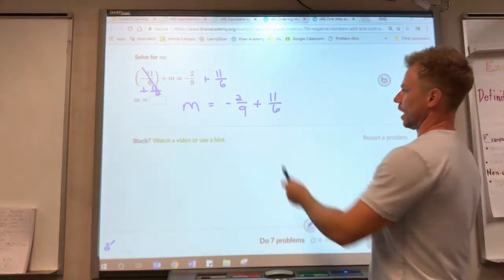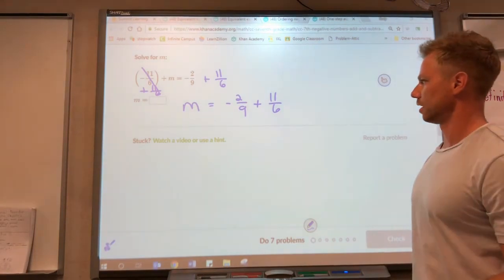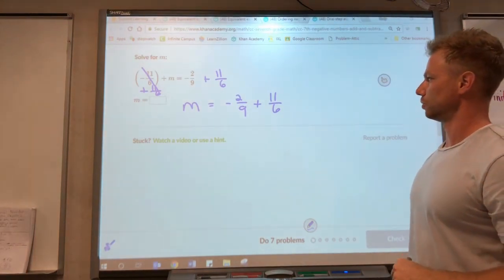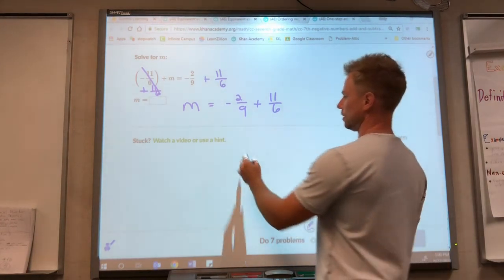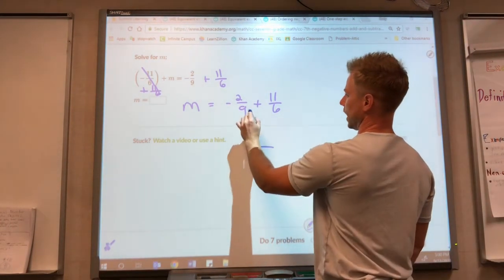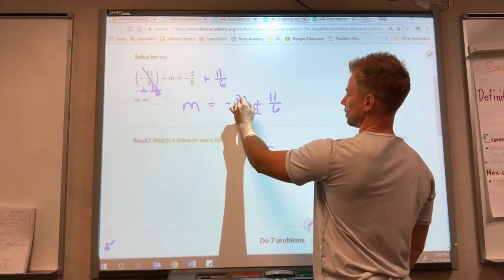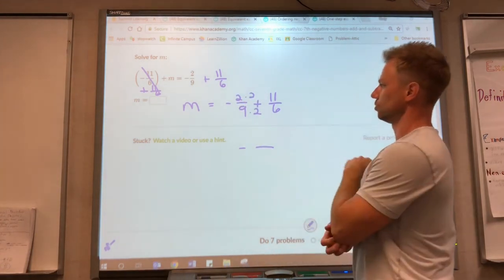All right, now we need a common denominator. What is the least common multiple between 9 and 6? Well, that is going to be 18, actually. So 9 times 2 is 18. So then we do 2 times 2.